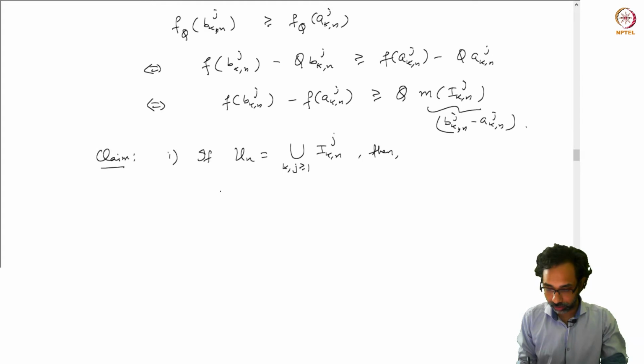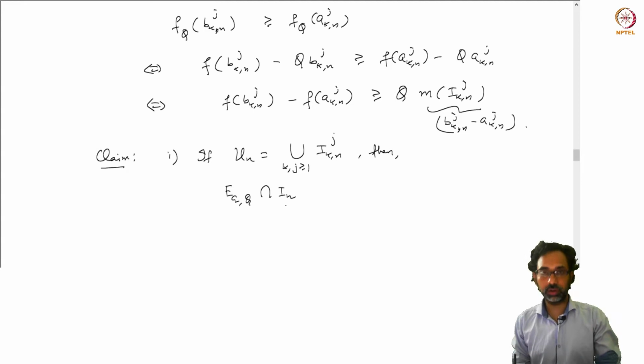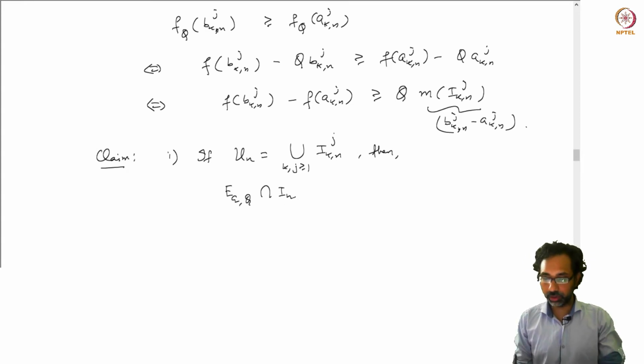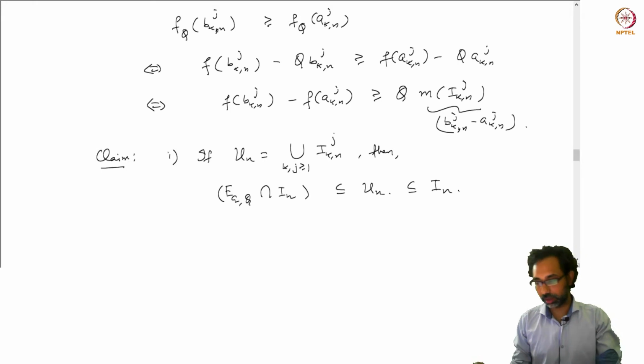E_{q,Q} intersection with the set I_n. Remember that I_n was one of the open intervals constituting the open set U, which covered E_{q,Q}, and on which we applied the first application of the rising sun lemma. This set is a subset of U_n, and U_n is a subset of I_n.